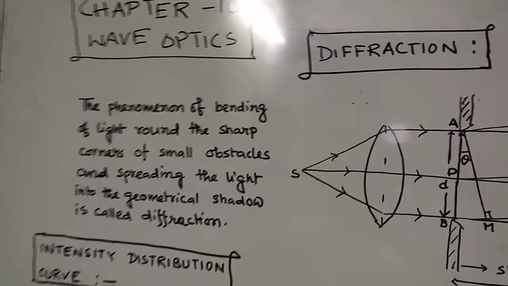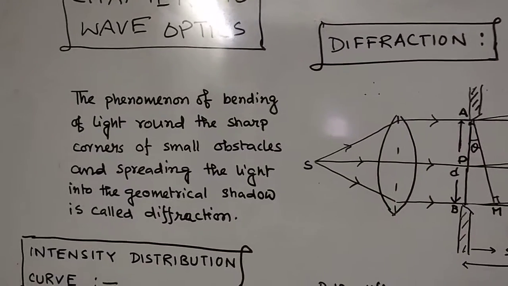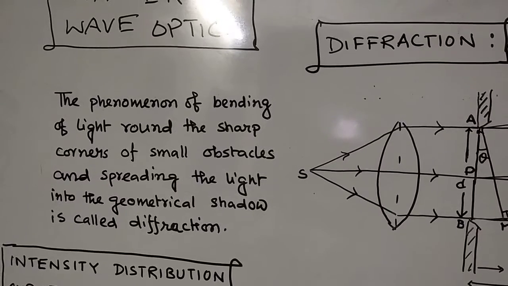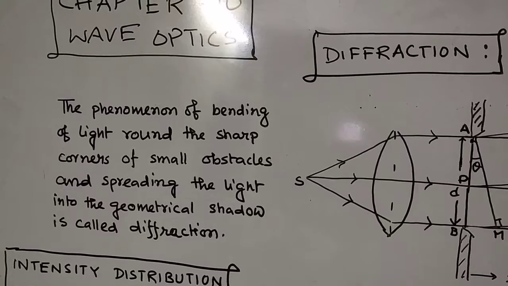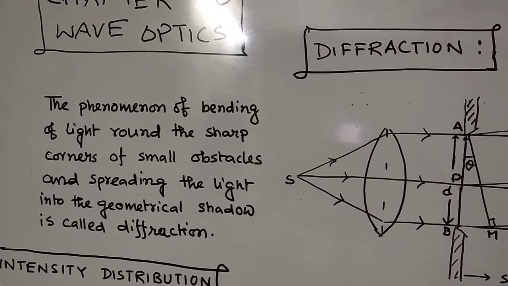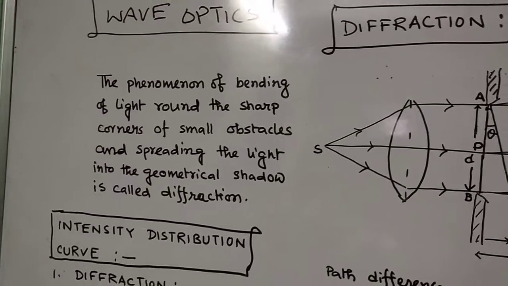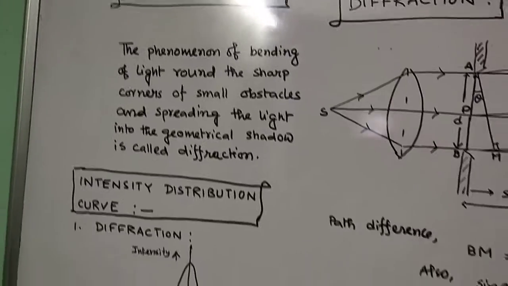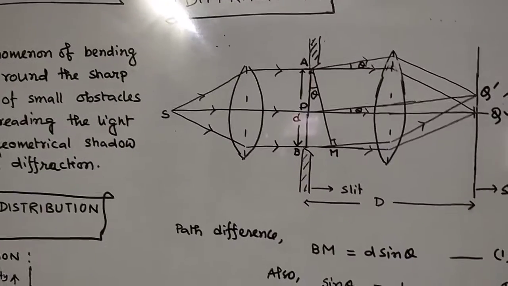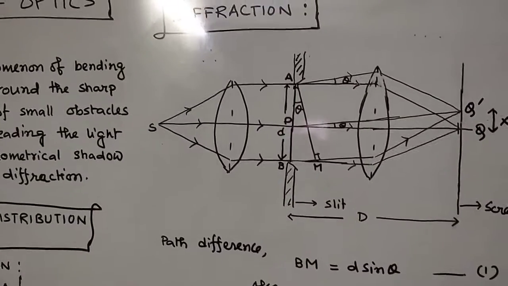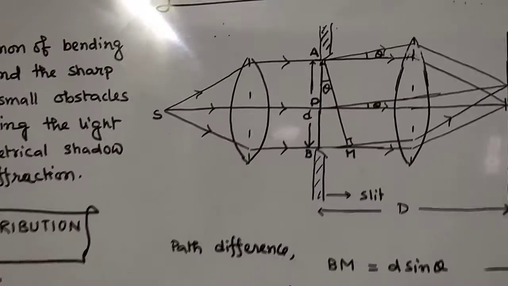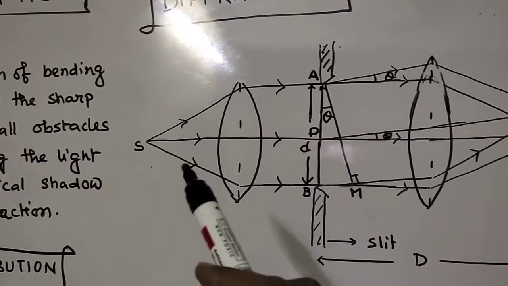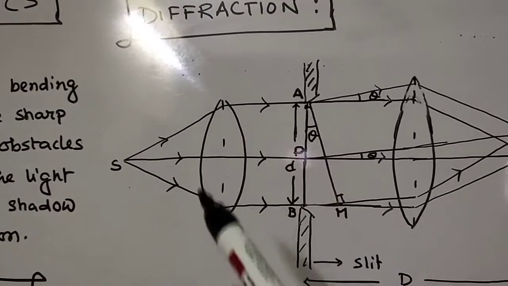So what we have written, please let me read out. The phenomenon of bending of light around the sharp corners of small obstacles and spreading of the light into the geometrical shadow is called diffraction. So you see in this figure, let me try to explain this figure. Now in this figure, this is a source, and this is your convex lens. So this source is at the focus of this convex lens.